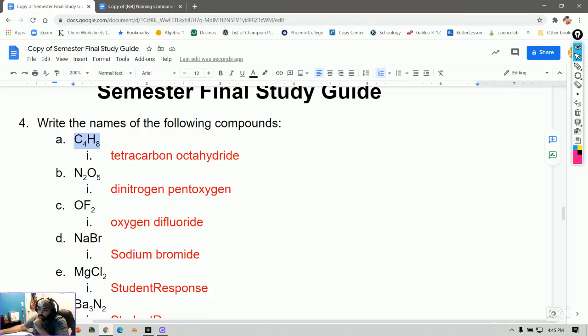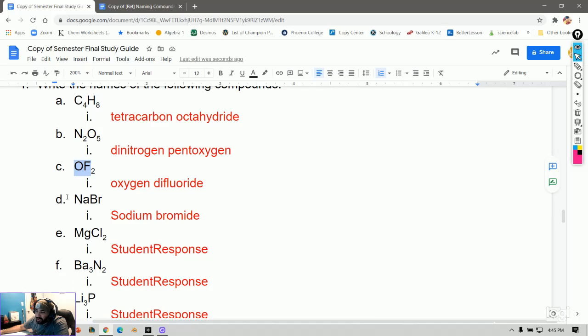C and H, this is covalent. N and O, those are covalent. And O and F, those are both nonmetals, so it's covalent. But as soon as you get to ionic compounds, things change. And this is why it's important for you to identify whether or not a compound is ionic or covalent. Because if it's covalent, there is a possibility that you need Roman numerals.